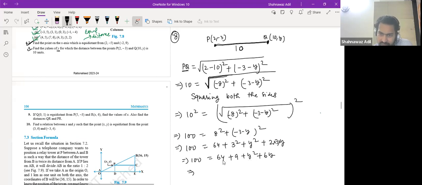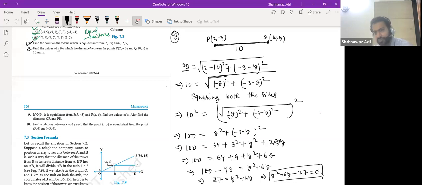Good. So then this is 100 minus 64, then 73, and this is y squared plus 6y. So this is 27 equals y squared plus 6y. So this is y squared plus 6y minus 27. Can you tell me what this equation is? Y squared plus 6y minus 27.